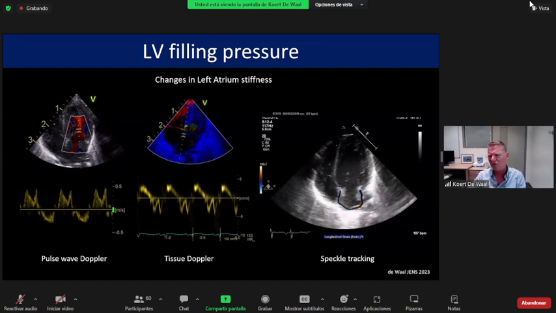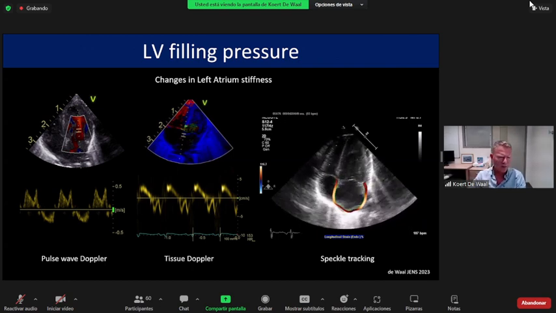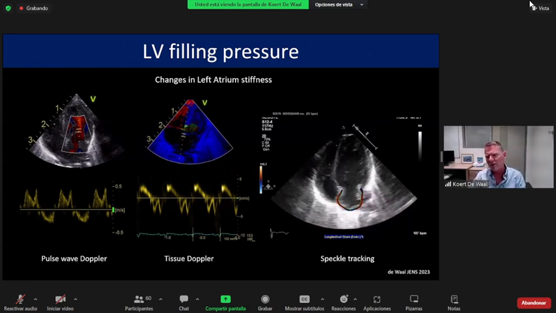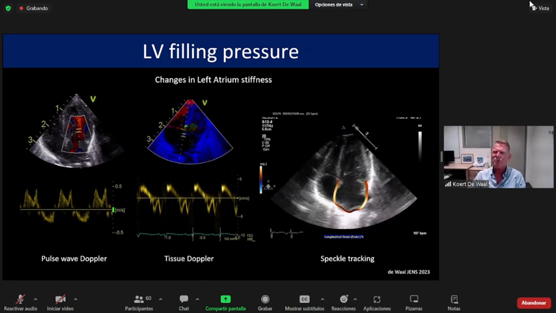The ideas which we have to give us some sort of insight into left ventricular filling pressure depend on methods which are not commonly applied in our newborn population. Pulse wave Doppler over the mitral valve, tissue Doppler looking at early diastolic inflow, speckle tracking here as an example of the left atrium and how that gets stiffer with increasing size. Or you can look even more complex.